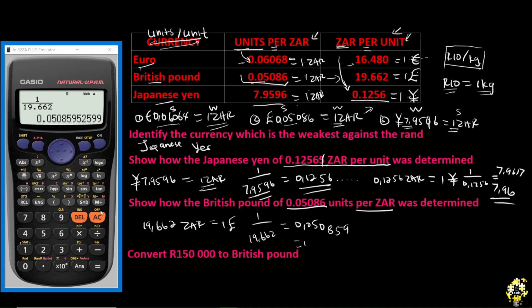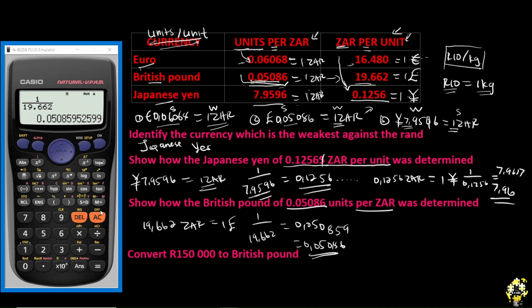59, but if you round it off, yes, you are going to get 0.5086. So this is exactly this. That's how they did that. So that's how you change from that form to the other form, and how to get this. If they gave you this, how do you get this? If they gave you this, how do you get this?